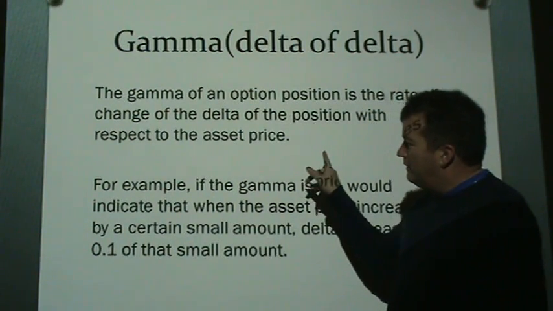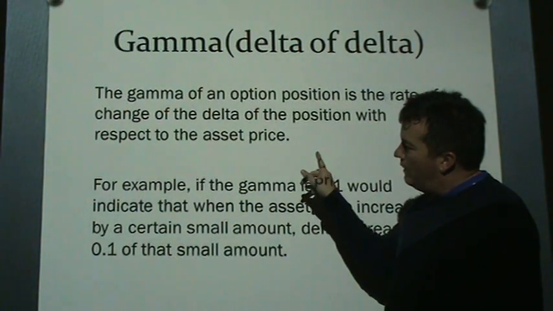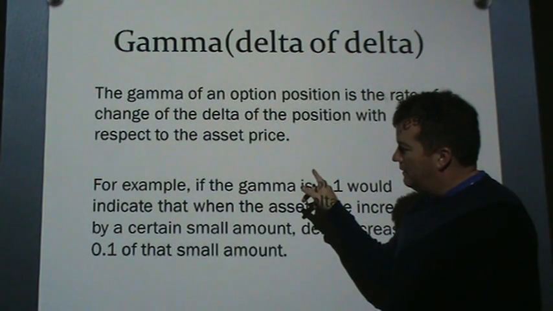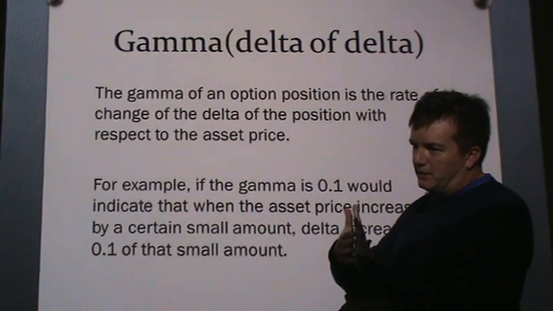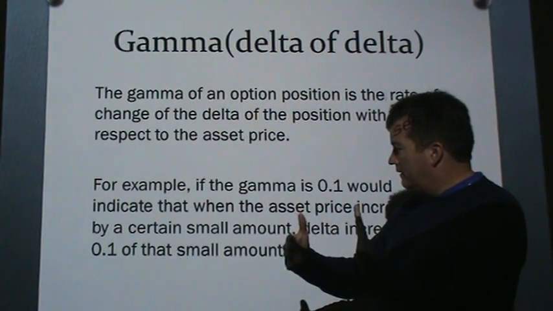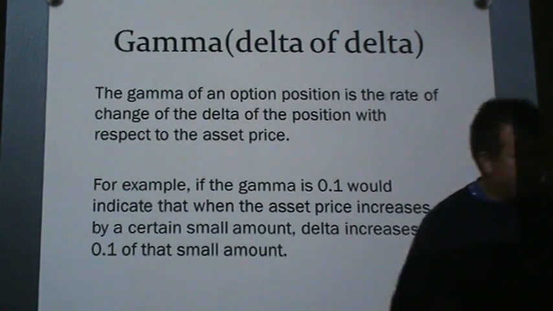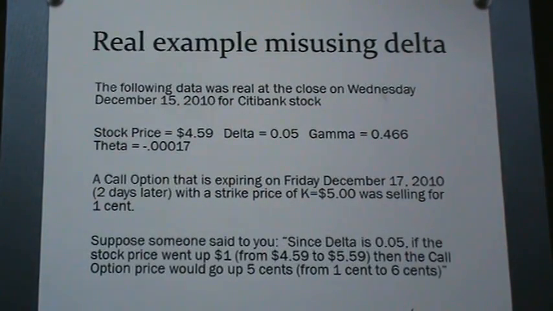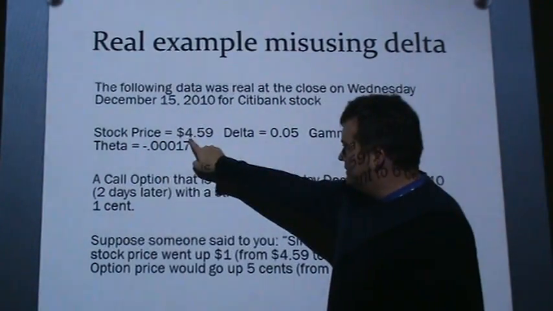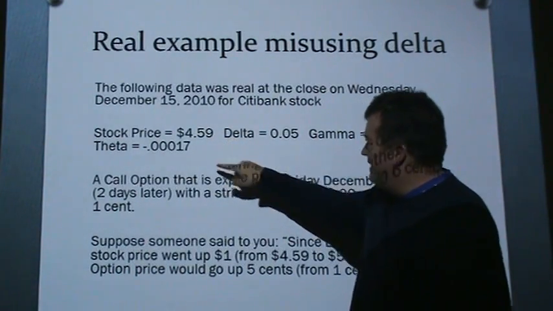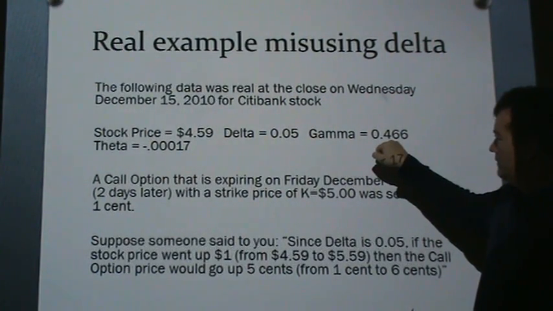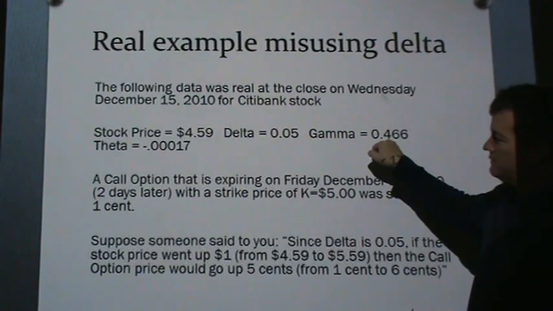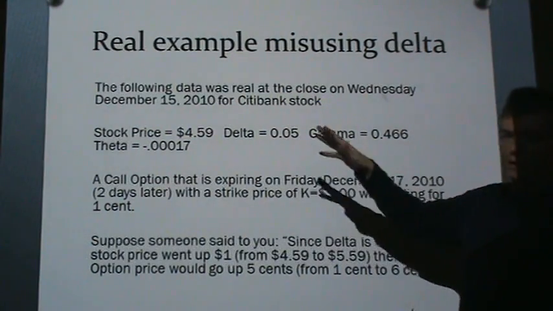So if the price of the Citibank example, if the stock price increased by 10%, so if you added 40 cents onto this, delta would increase by 10% times 46%. Delta would increase by, instead of being 0.5, it would go up to 0.9.